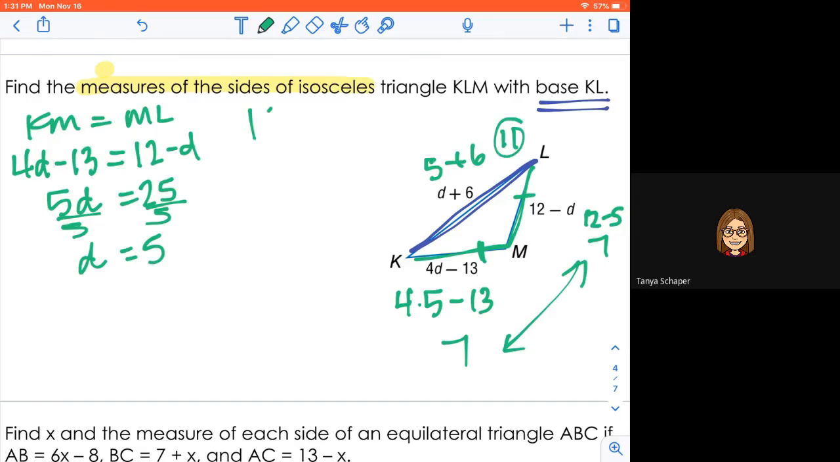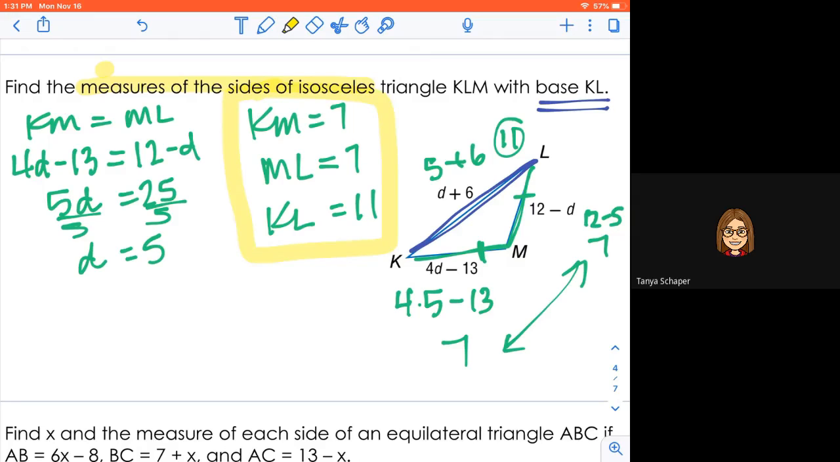So the measurement of KM is 7. The measurement of ML is 7. And the measurement of KL is 11. Now notice when I wrote the measurement of each of those segments, I did not include the line at the top. So keep that in mind when you're working through that process, okay?